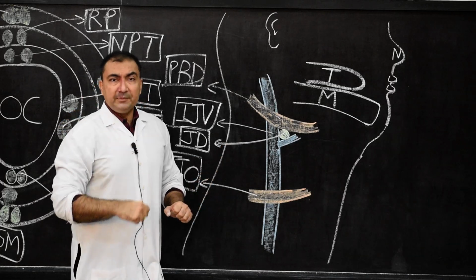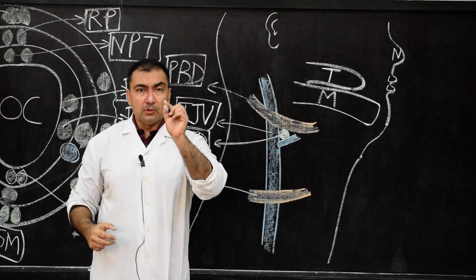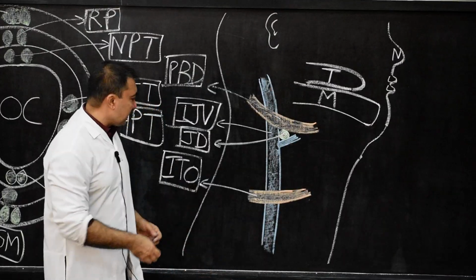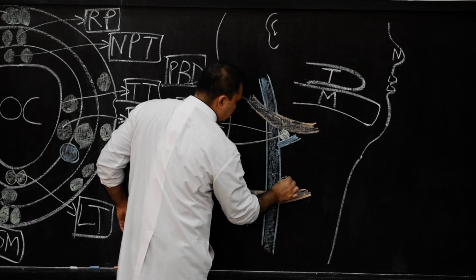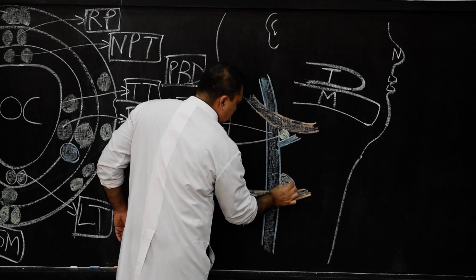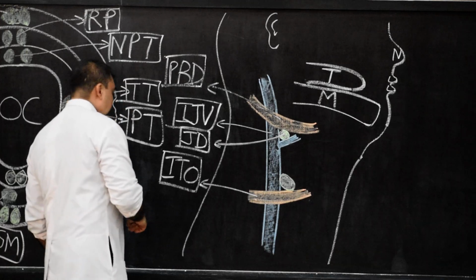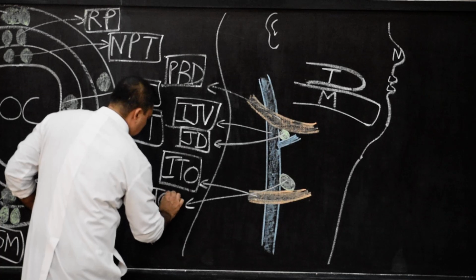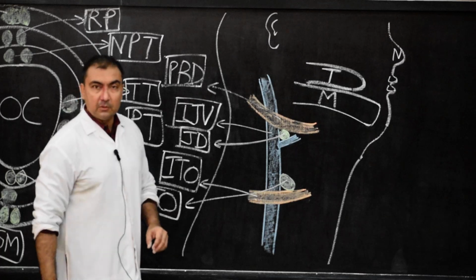Then the lower group of deep cervical lymph nodes. Out of that, the most important lymph node in the lower group of deep cervical lymph nodes I will draw just above the intermediate tendon of omohyoid here. This is the place where I will draw. And this lymph node is known as the jugulo-omohyoid group of lymph nodes. So therefore, here I will mark this as jugulo-omohyoid lymph node.